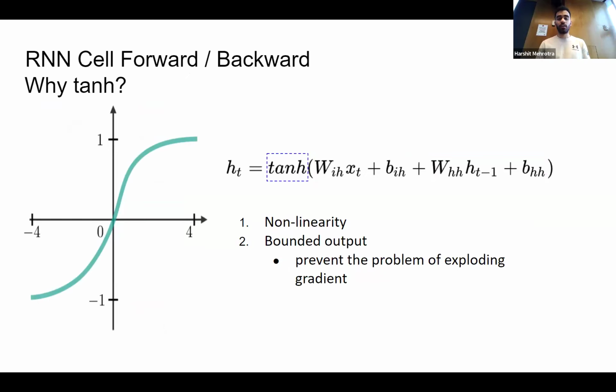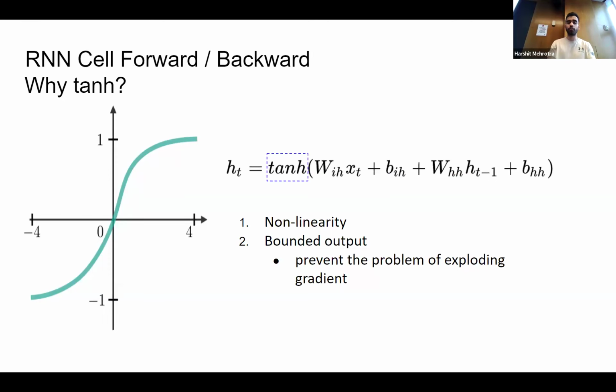Because you have to have a non-linearity, which we studied in the beginning of the course itself: without a non-linearity, it's essentially a glorified linear combination in the end. So tanh serves as the activation, the non-linearity, and also keeps the output bounded. This prevents exploding gradients, but it leads to vanishing gradients, as you've seen in the last class, and that's why LSTMs are also necessary.